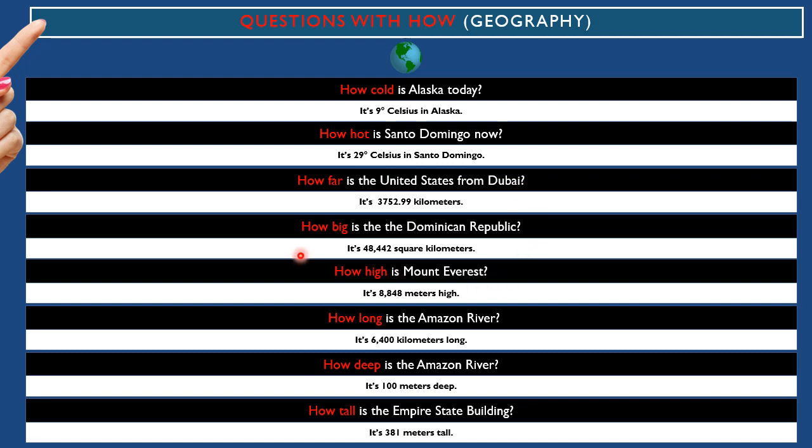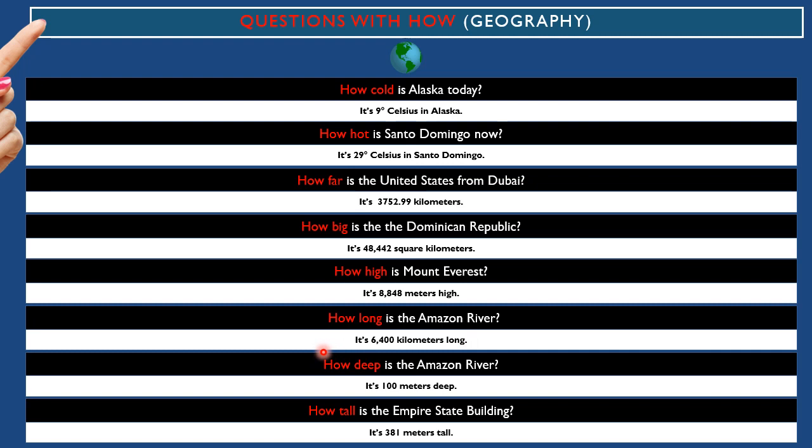The next one, how big? How big is used to talk about the size of a country or a city or a place. So how big is the Dominican Republic? It's 48,442 square kilometers. So that is the size of the country. The next one, how high? How high is used to talk about mountains and also waterfalls. So how high is Mount Everest? It's 8,848 meters high. We use high at the end of the answer.